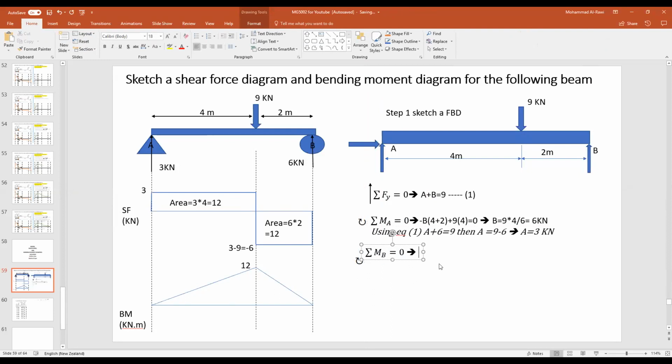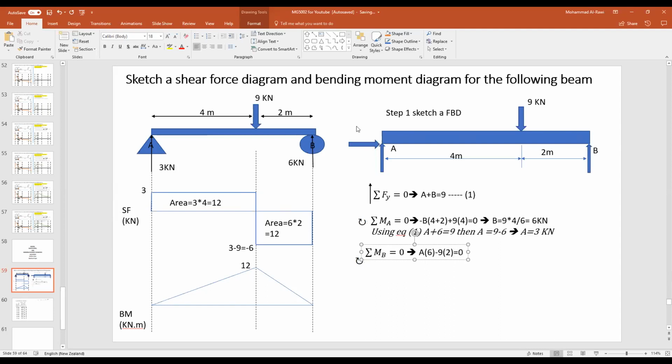All right. So now I'm taking the moment around point B. B should be not written in that question, and everything is clockwise. So A is rotating clockwise, so it will be A times what? The distance 4 plus 2, which is 6. Right? Now, what do we have? We have the 9 kilonewtons. Which direction will the 9 kilonewtons be rotating? It will be rotating negative, minus 9 times the value 2, because it's rotating counterclockwise around point B, which is fixed, is equal to 0.